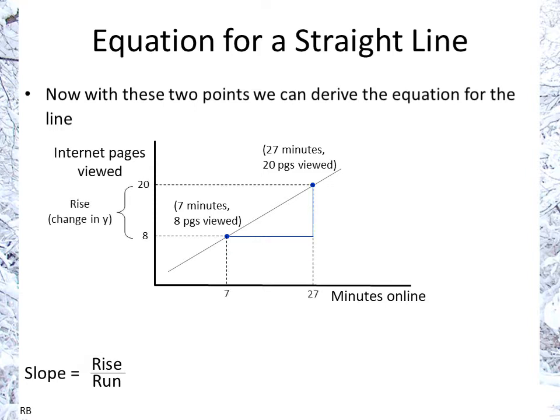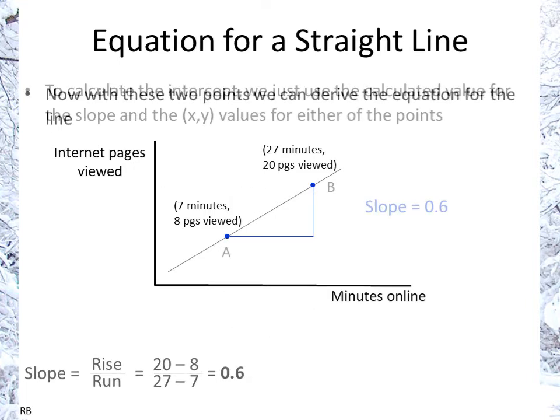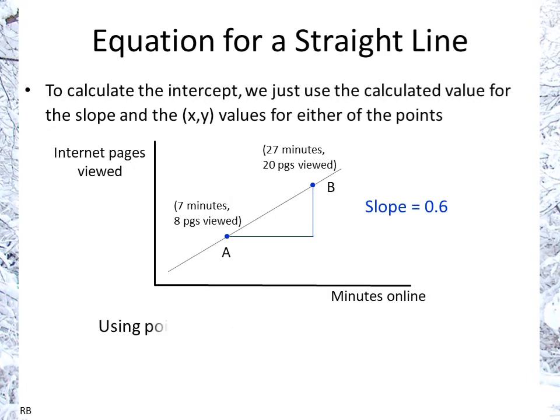Now we know, if you recall, the slope is the rise over the run. The rise means this vertical amount, which we can see here, and the run is the horizontal amount. So the rise is simply the difference between 20 and 8, and the run is the difference between 27 and 7. So there we have it. The rise over run is 12 over 20, and that is equal to 0.6.